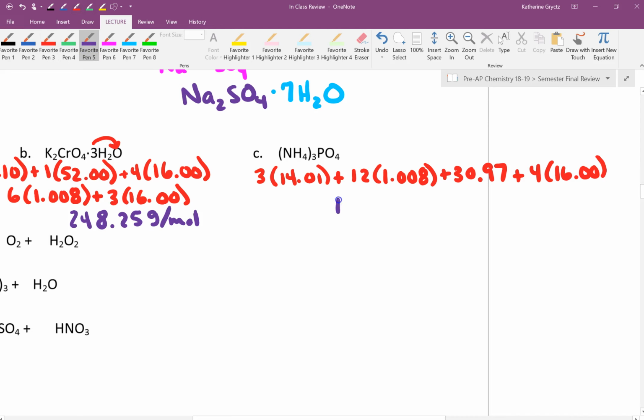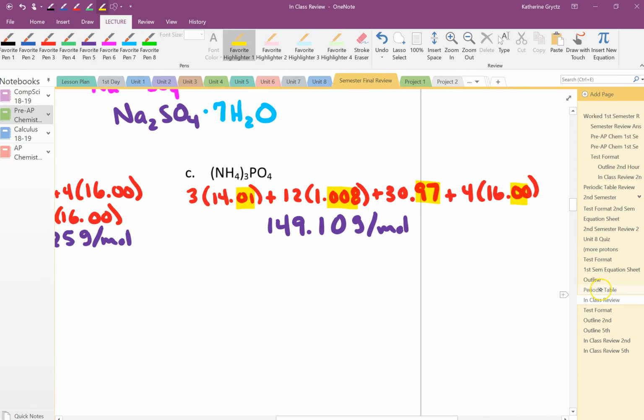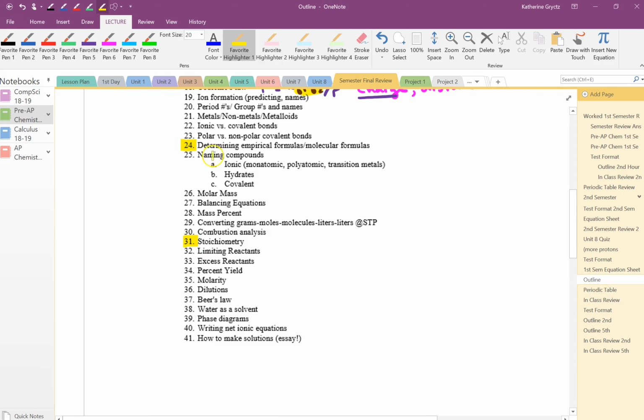Okay, and the molar mass I got is 149.10 grams per mole. If you're going through this and you're wondering why I'm cutting off decimals that my calculator gives me, I'm using the numbers from the periodic table and doing sig figs. Since we're adding, I'm using the least number of decimal places, and I'm giving 2 decimal places here. Okay, so those are molar masses. I feel like most of us are probably pretty good at that.